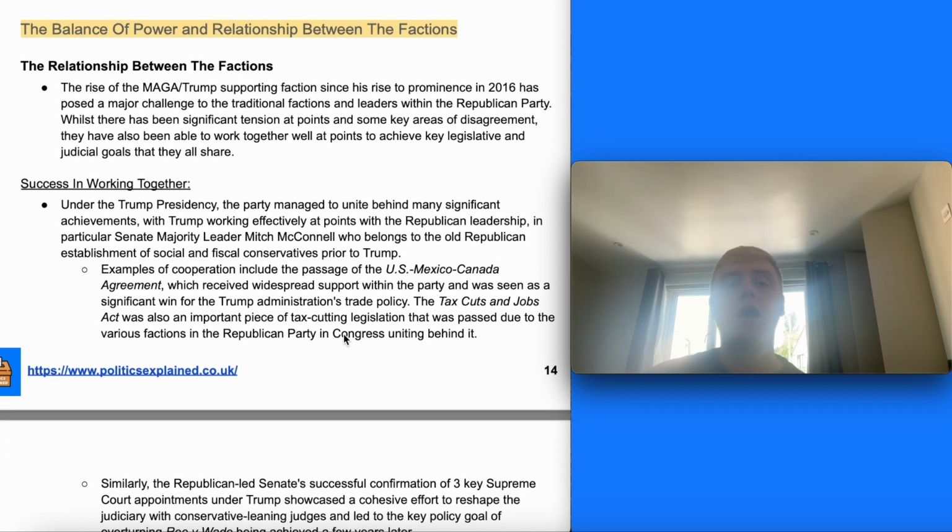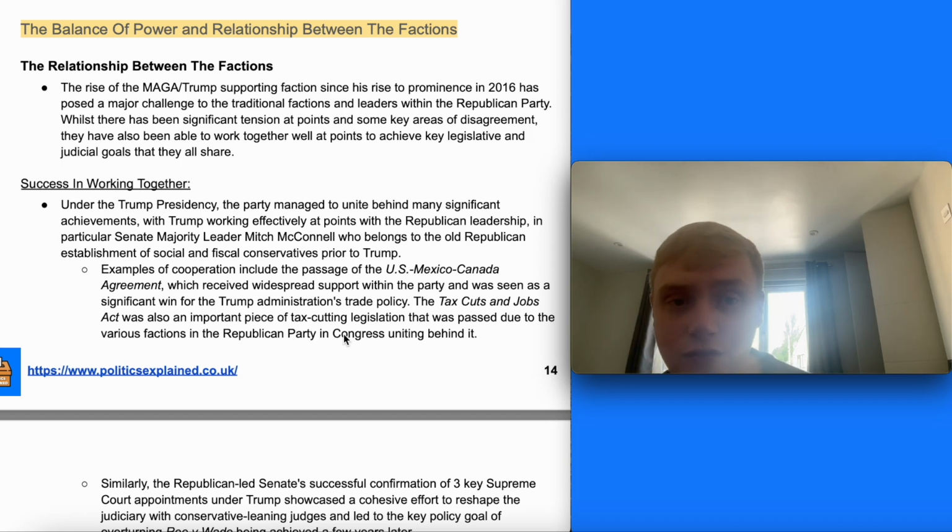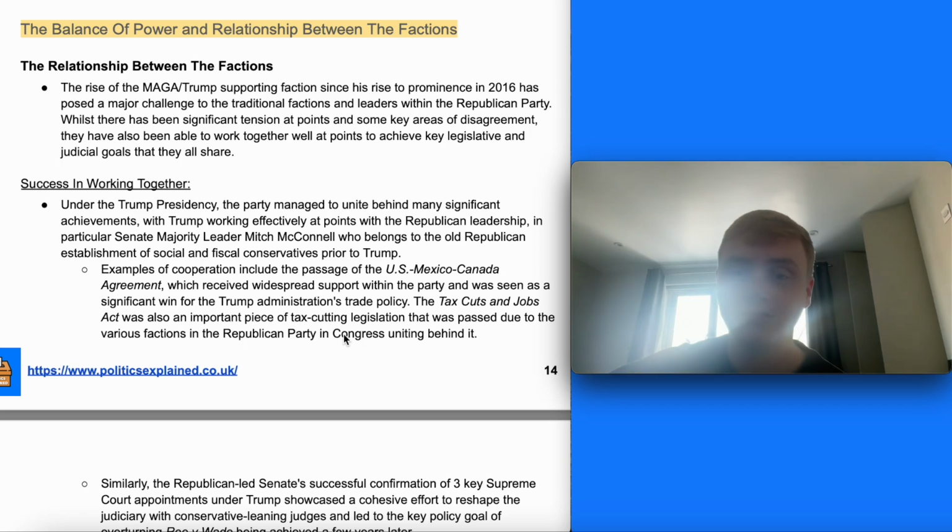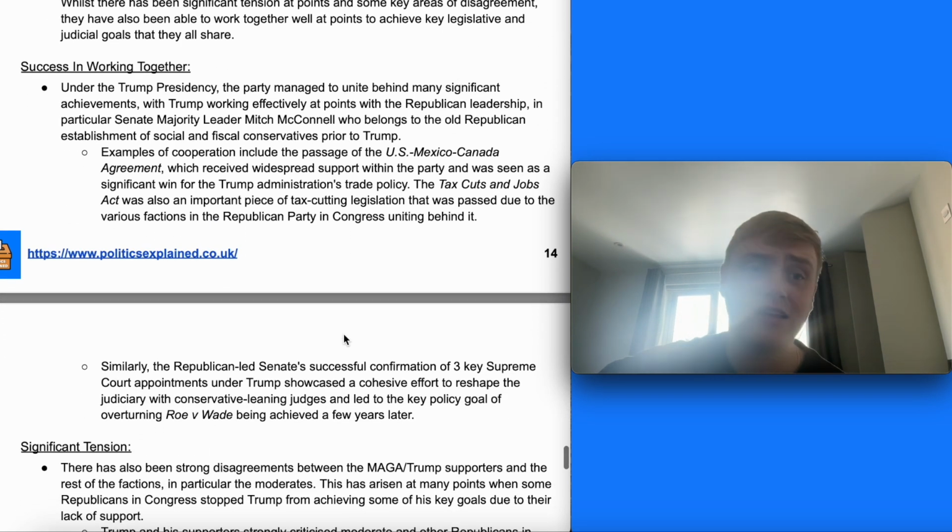In terms of the balance of power and relationship between the factions, the rise of the Trump supporting faction since his rise in 2016 has posed a major challenge to the traditional factions and leaders within the party. Whilst there has been significant tension at points and some key areas of disagreement, they've also been able to work together at points to achieve shared legislative and judicial goals. So there's been some success in working together.